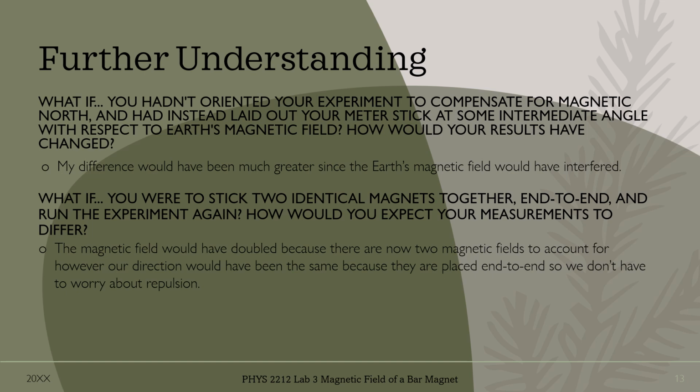Further understanding, the purpose for orienting our experiments to compensate for the magnetic north and laying it out at a specific location was so that the Earth's magnetic field wouldn't have interfered and made our difference a lot greater than 16%. And if we were to stick two identical magnets together end to end and run the experiment again, we would have probably doubled our magnetic field because there are now two magnetic fields to account for. However, the direction would have been the same because they're placed end to end, so we don't have to worry about repulsion.